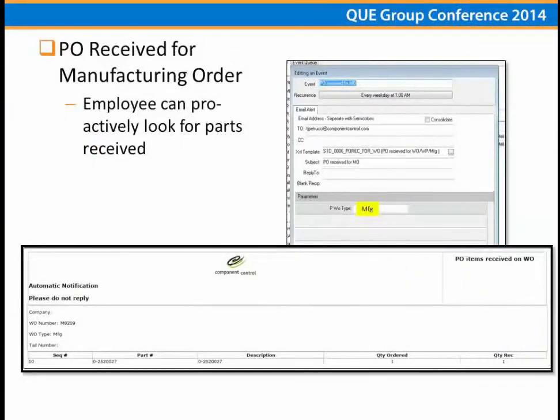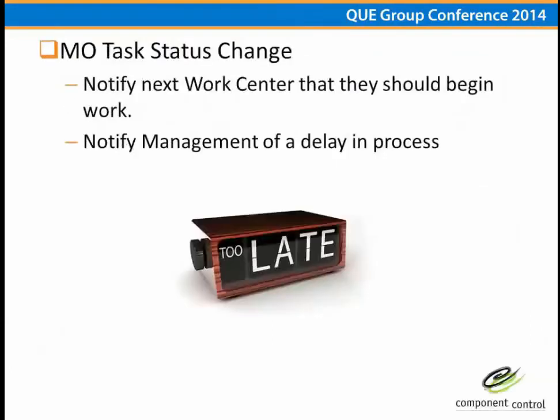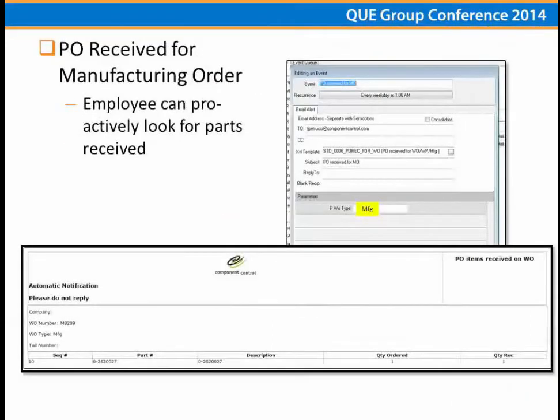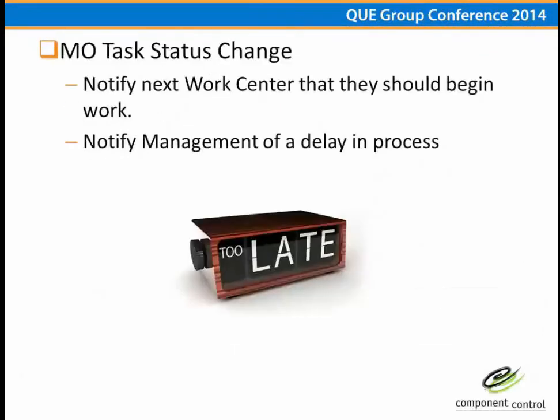We can also use the PO received for work order alert for a PO received for manufacturing order, so employees can proactively look for parts that have been received. So you'll see in any of these alerts that are work order alerts, you just need to change the work order type to manufacturing. Pretty simple. An MO task status change. So this is a lot like the MO status change, but it looks at those tasks. So you can notify employees or customers of task status changes.